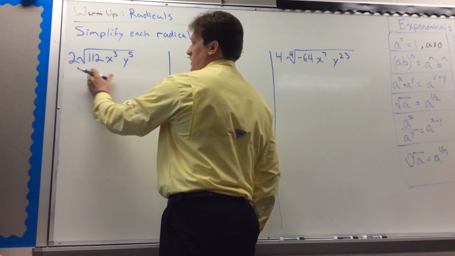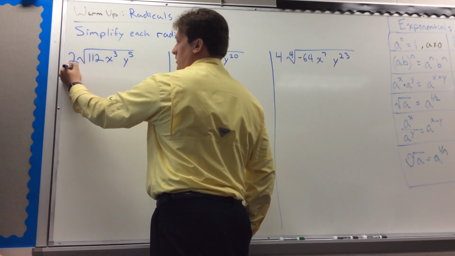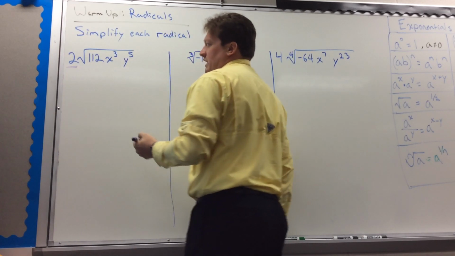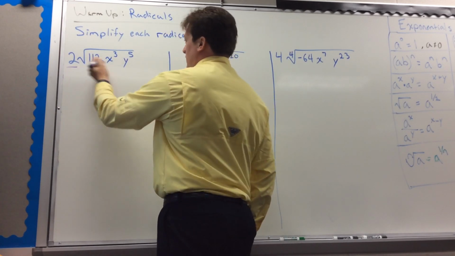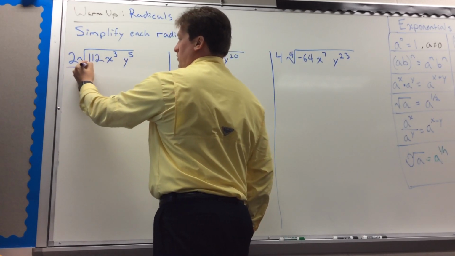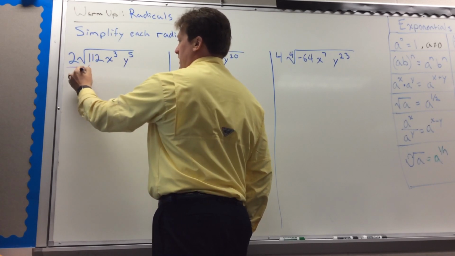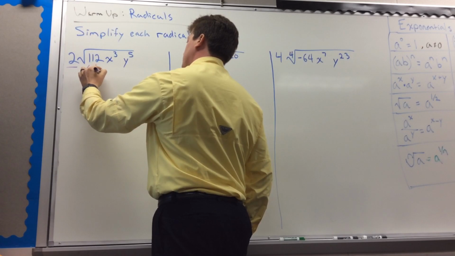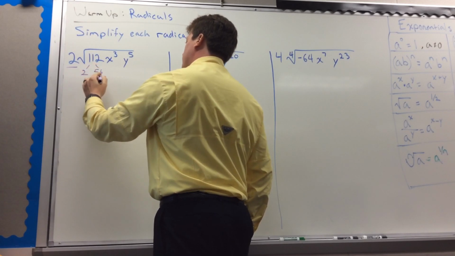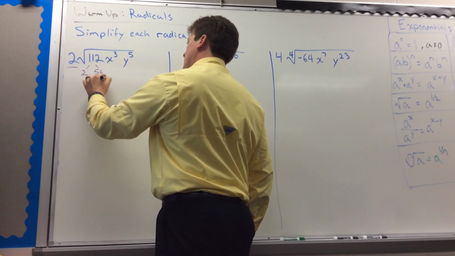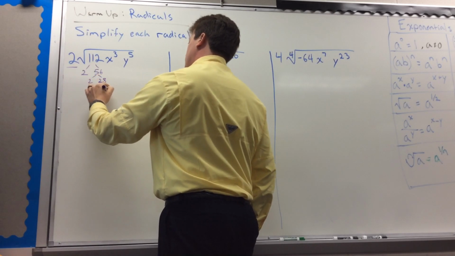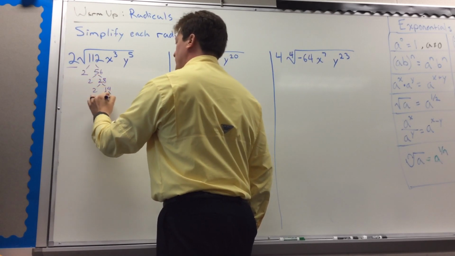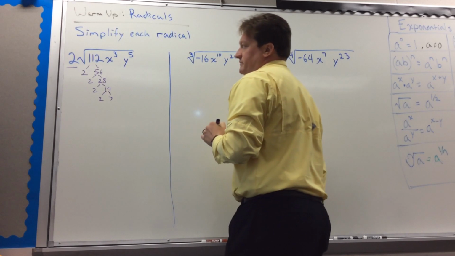So this first question, if you see a number on the outside, you're going to want to make sure you remember what that number is, because we're going to use it later. Then we need to break down our numbers first. So 112, we're going to use prime factorization. That's going to be 2 and 56, 2 and 28, 2 and 14, and then 2 and 7. That's as far as you can go with that.